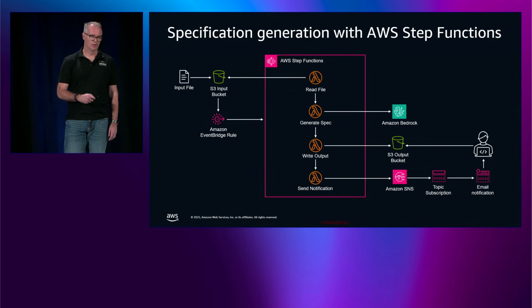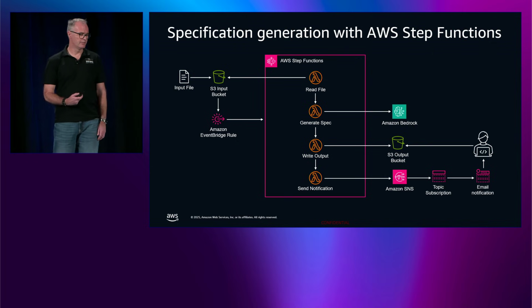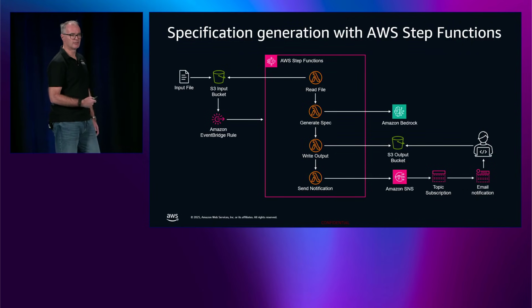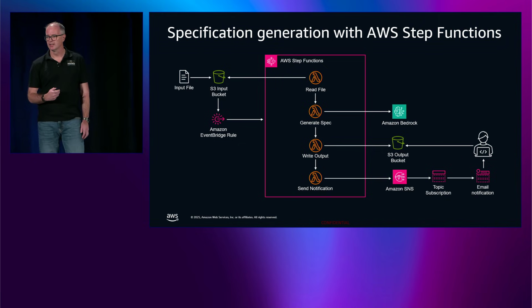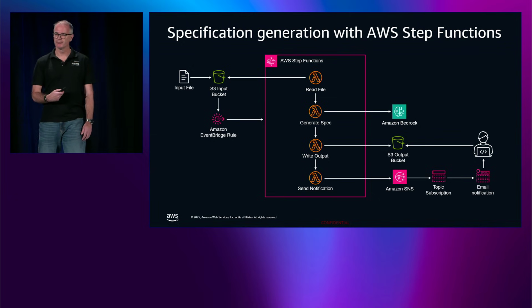Within that state machine, we have 4 tasks. The first task goes and reads the contents of that file in. The second task then calls an LLM that's hosted on Bedrock to generate a specification. The third task then writes that out in a markdown file in the output S3 bucket. And then we create an SNS notification with a pre-signed URL. And that ends up in an email subscription.